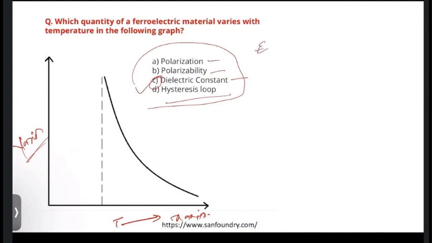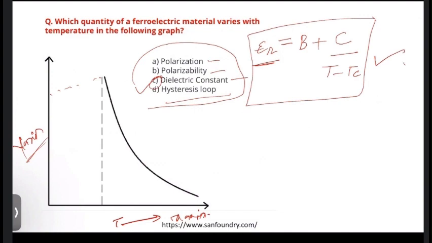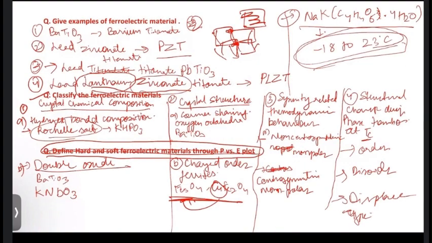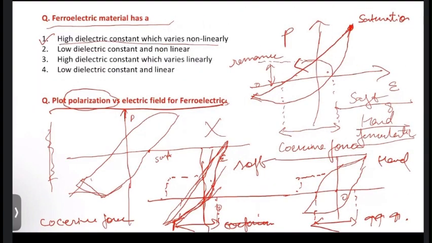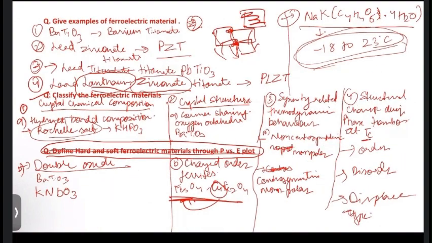And the equation on which the dielectric constant depends: we have some intercept value, we have some slope value, and then we have temperature. This is that equation. Got it? We have covered a number of questions on ferroelectric materials, their properties, their classification, and examples. Do you have any questions on that?